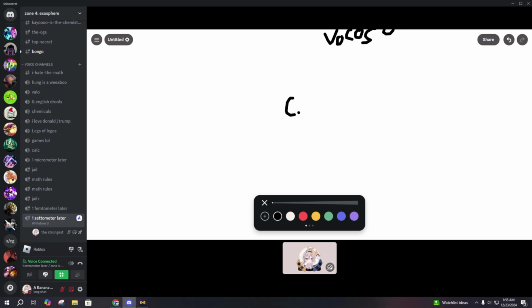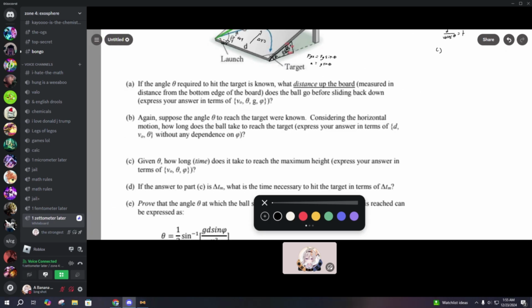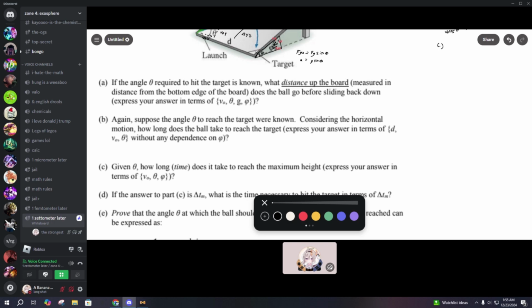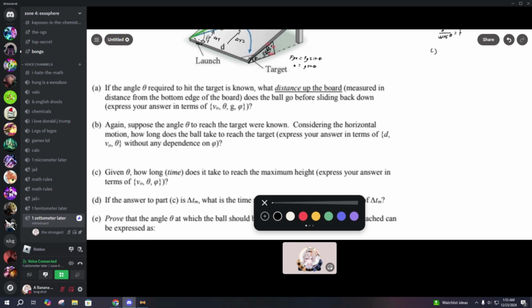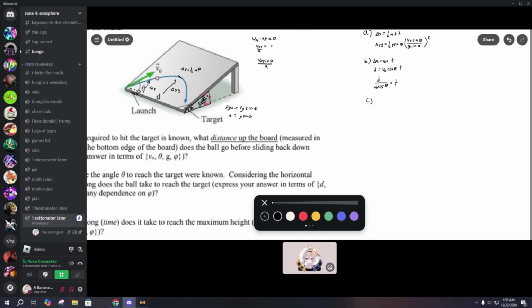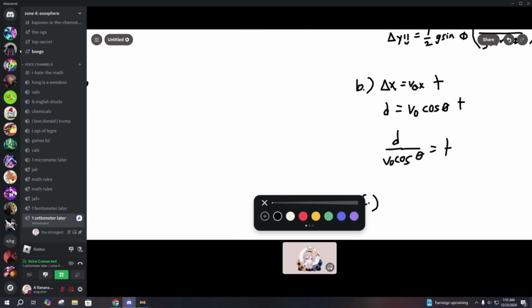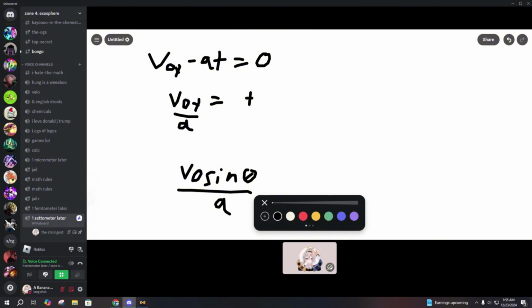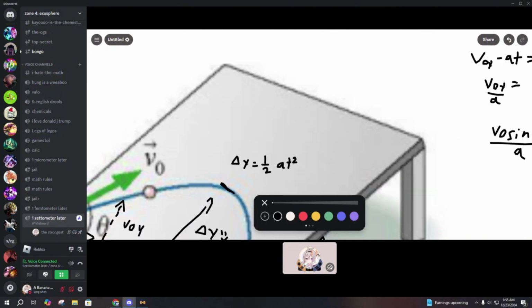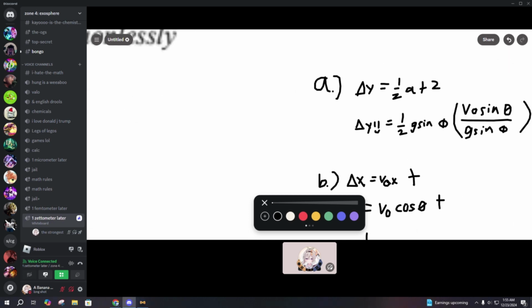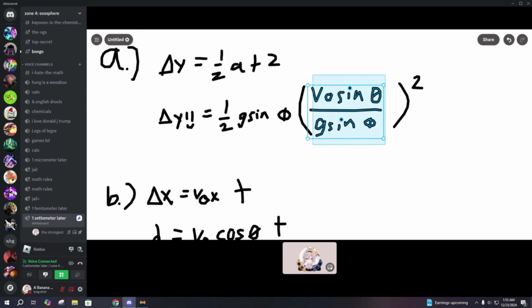Part C. How long does it take to reach the maximum height? Well, that's the T peak, right? Well, what is T peak? It's simple. I have T peak over here. This would be T peak, because I'm using the peak as my reference point, so I killed two birds with one stone. And if that's T peak, then I know this is T peak right here.